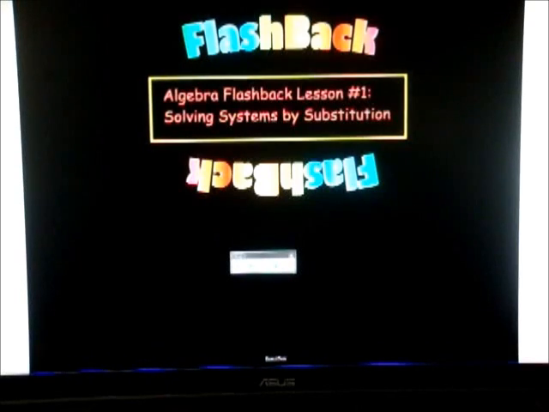Today our focus is going to be solving systems of equations, and today we are only going to solve them by substitution. I'm going to do one basic problem, and then I'm going to look at two word problems and give you a chance to try a problem on your own as well.